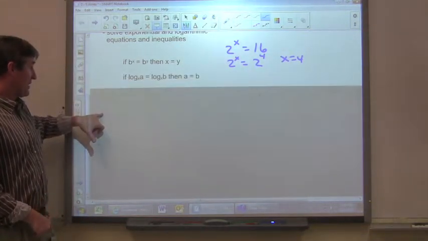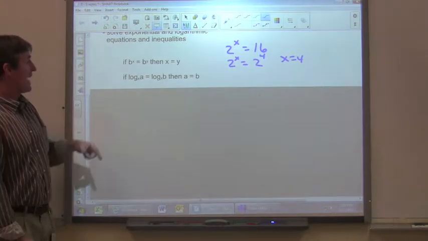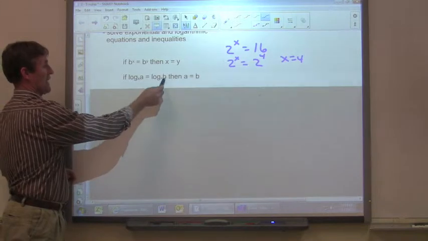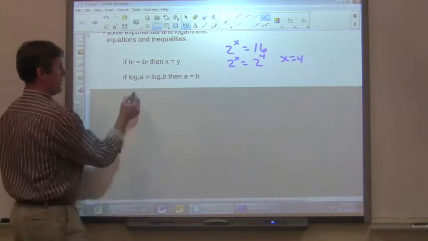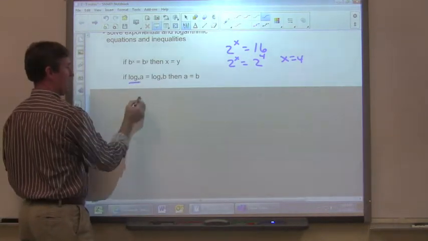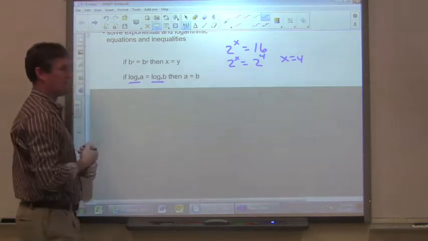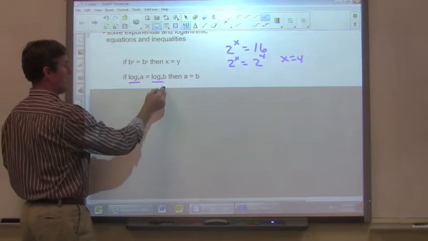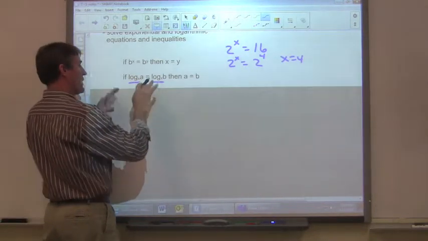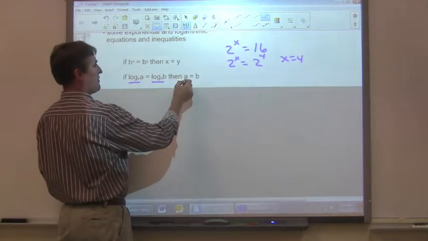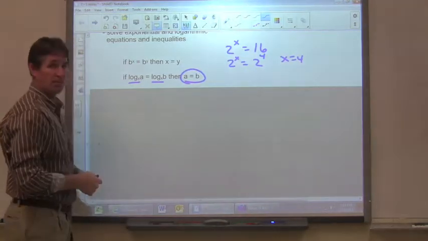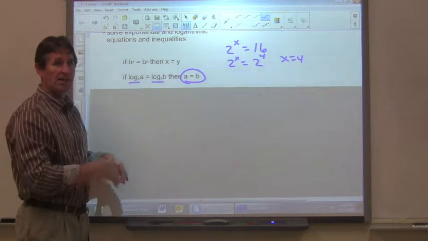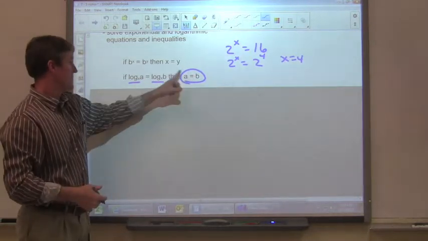The next thing we're going to run into, if we can get it so that we have if log base x of a equals log base x of b, in other words, if we can get down to a single logarithm on each side of the equation, where the bases are the same, then the only way that can be true is if a equals b. So basically you're just eliminating the logarithm on each side and going with a is equal to b.